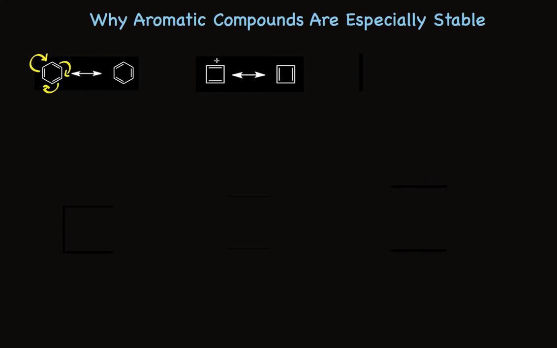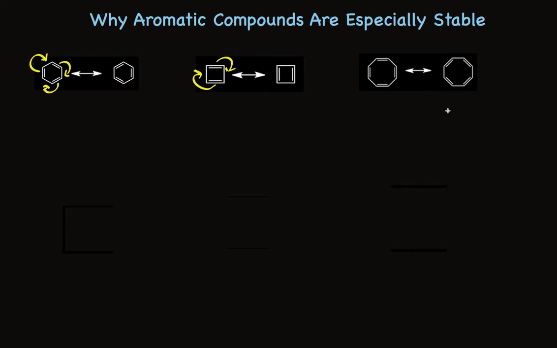Cyclobutadiene, alternating single and double bonds, can be pictured as going from one resonance structure to another. They're totally equivalent, just like benzene. And it turns out not only is this not especially stable, but cyclobutadiene is especially unstable.